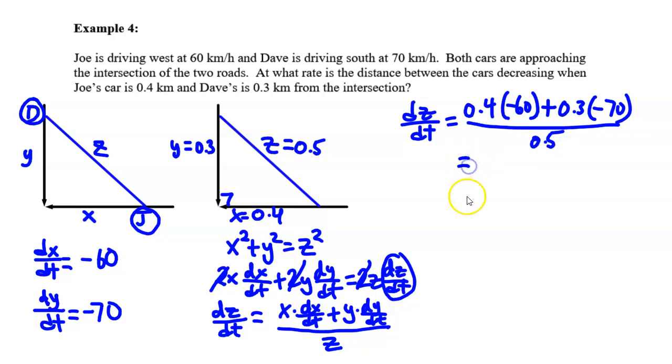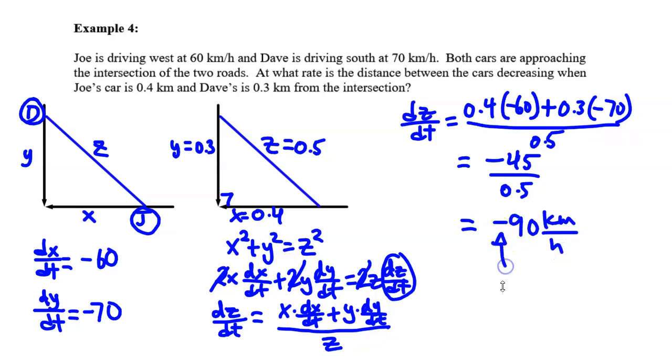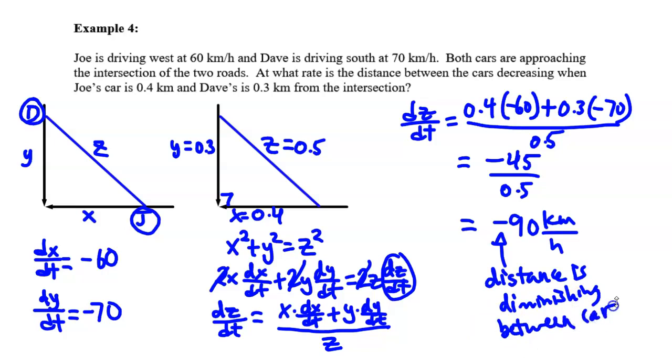You can see that this is going to be a negative answer, which makes sense because that means the rate at which z is changing is decreasing. Taking out the calculator, we get negative 45 over 0.5, which at the end of the day equals negative 90 kilometers per hour. The negative just means that the distance is decreasing, that the cars are drawing closer together. So the distance between the cars is diminishing. Okay, that's it.